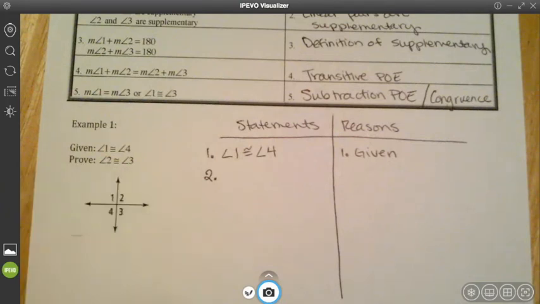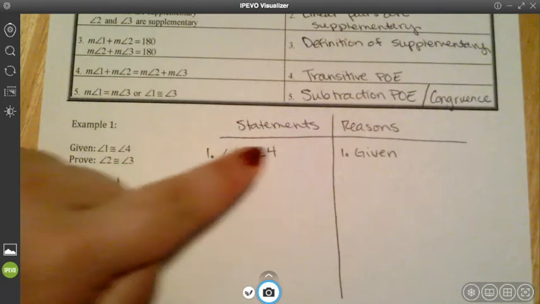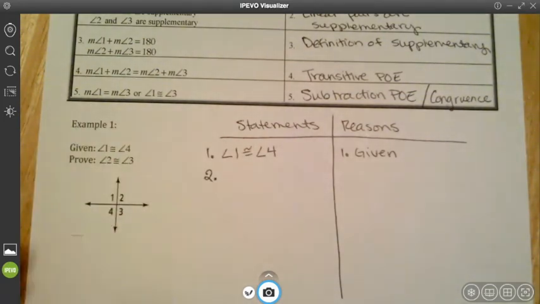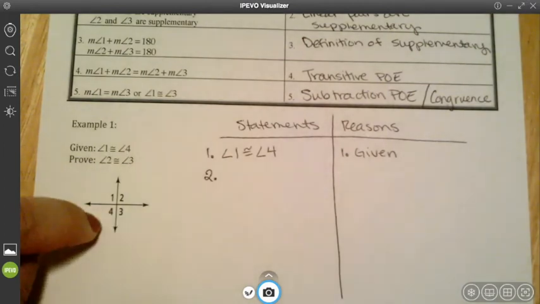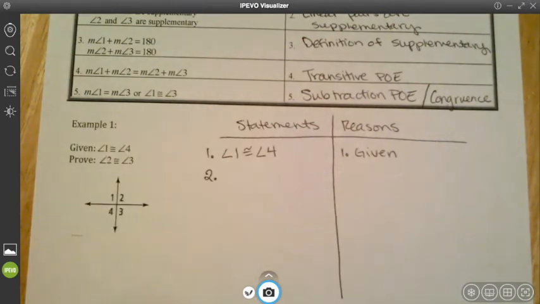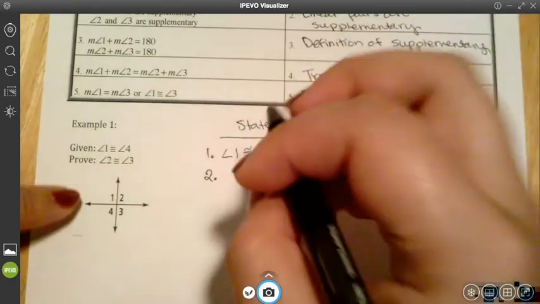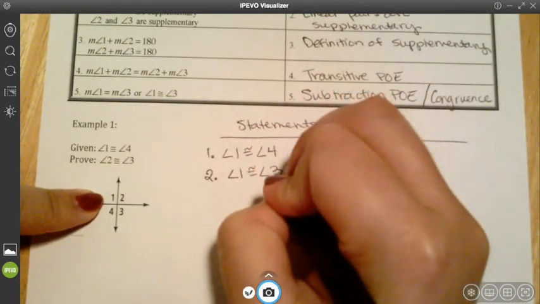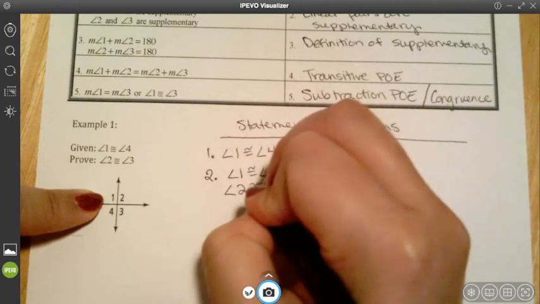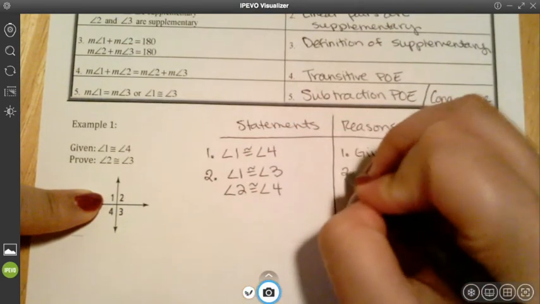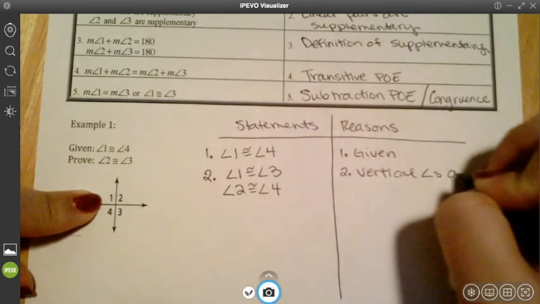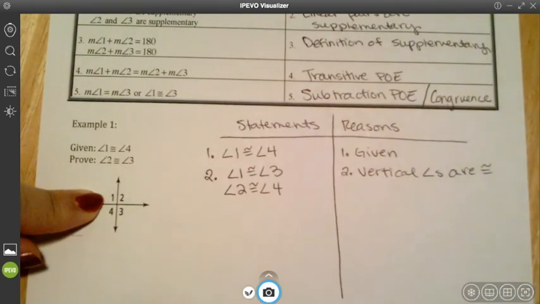So how did I know to use that? Well, I'm working with angles 1 and 4. I'd like to be working with angles 2 and 3. And what are their relationships? Well, 1 and 3, 4 and 2 are vertical to each other. So I can say angle 1 is congruent to angle 3, and angle 2 is congruent to angle 4, and that is by vertical angles are congruent. We just proved that above.